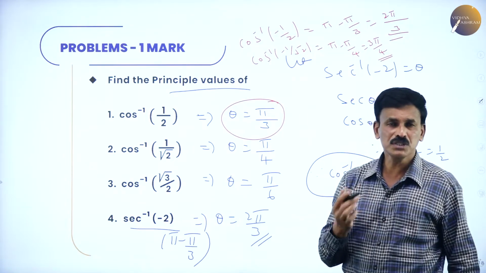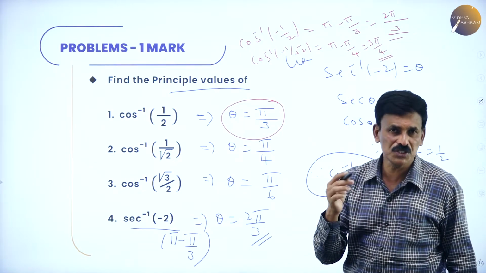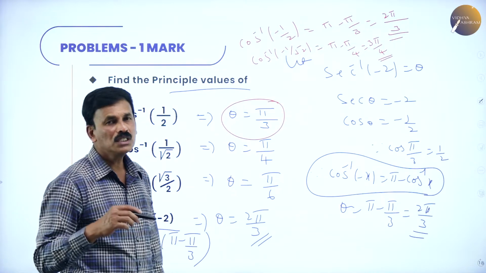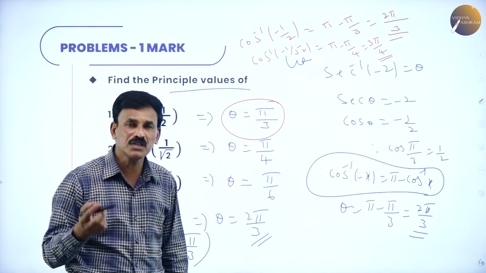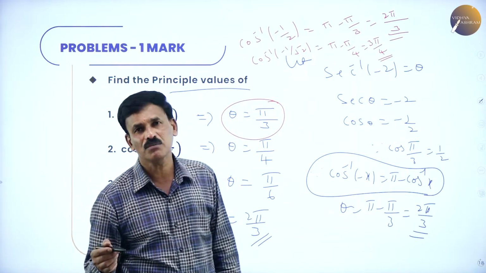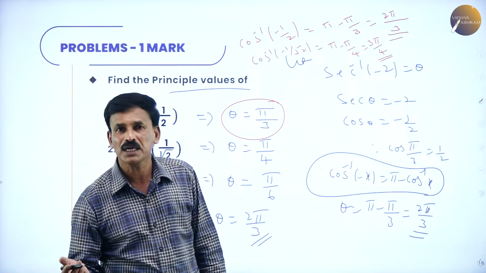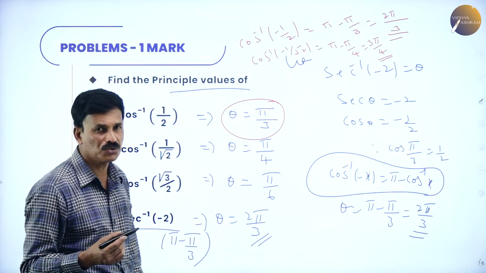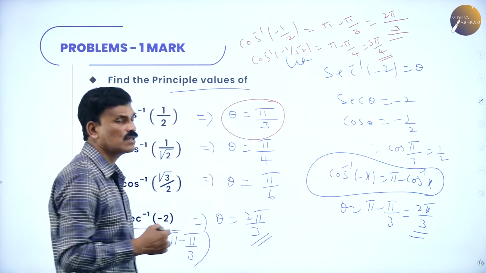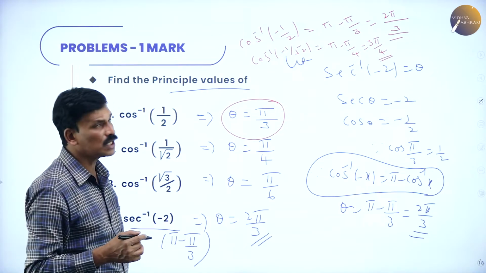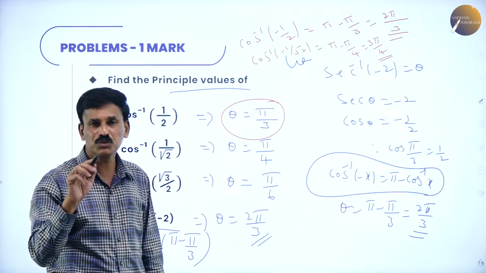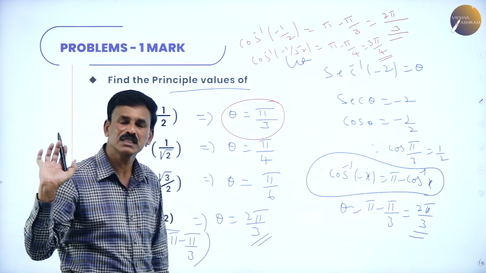If x is positive, you get the value of theta between 0 to 90. And if x is negative in cos inverse of x, you get the value of theta as positive, lying between 90 to 180. Therefore, the domain of cos inverse is minus 1 comma 1 and the range is from 0 to pi. There is no negative range. This is very important. You may expect questions like cos inverse of minus 1 by 2, cos inverse of minus 1 by root 2 or cos inverse of minus root 3 by 2. For that, just put pi minus that particular angle. That's it. Very simple.